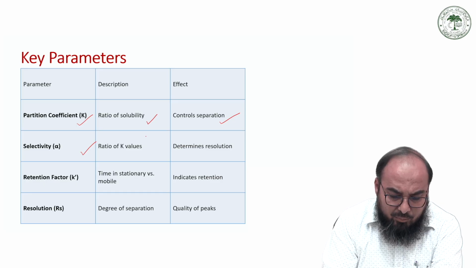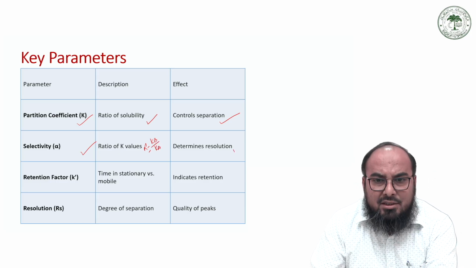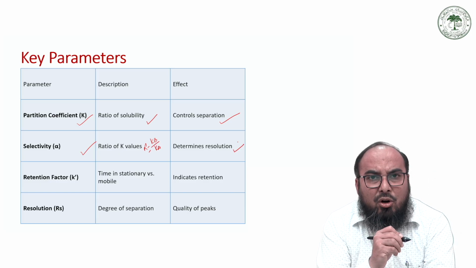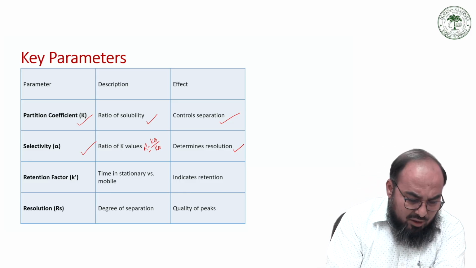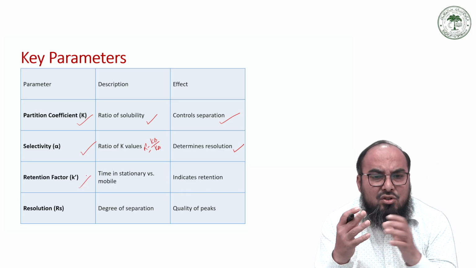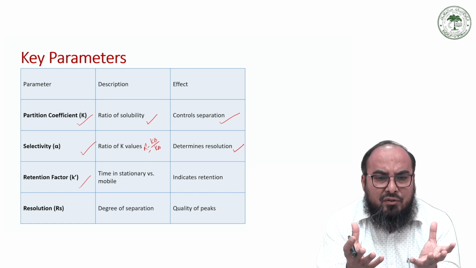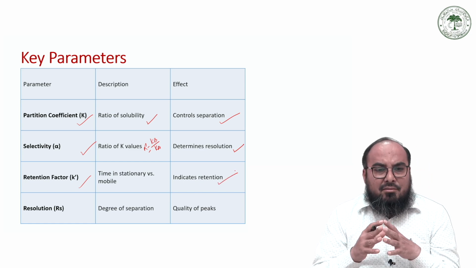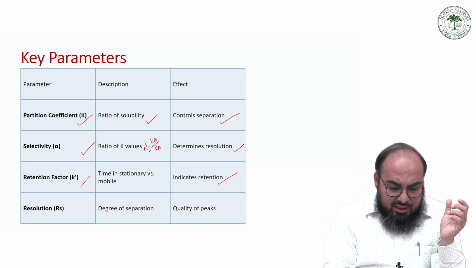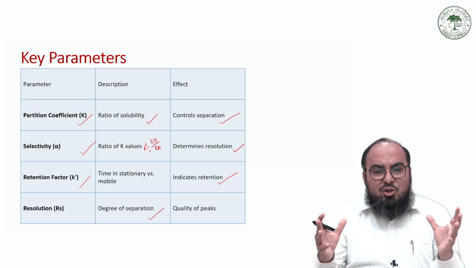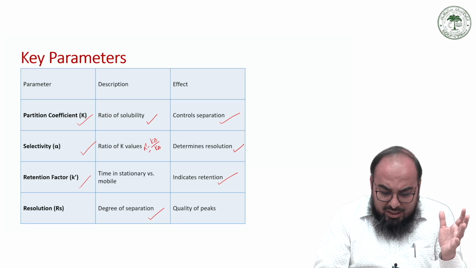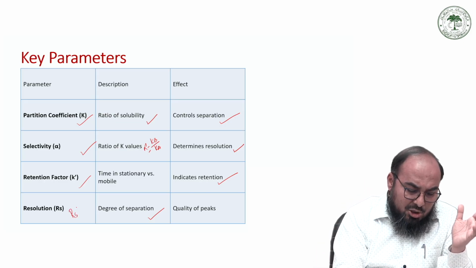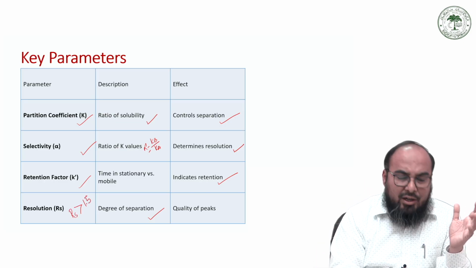For example, for a two component system, this alpha can be defined as kb upon ka. Similarly, it gives you an idea about the resolution. Similarly, retention factor gives you the time in the stationary phase versus the mobile phase, and again it indicates the retention. The resolution, the last one, gives you how much separated the two peaks are. And always for an effective separation, Rs must be greater than 1.5.